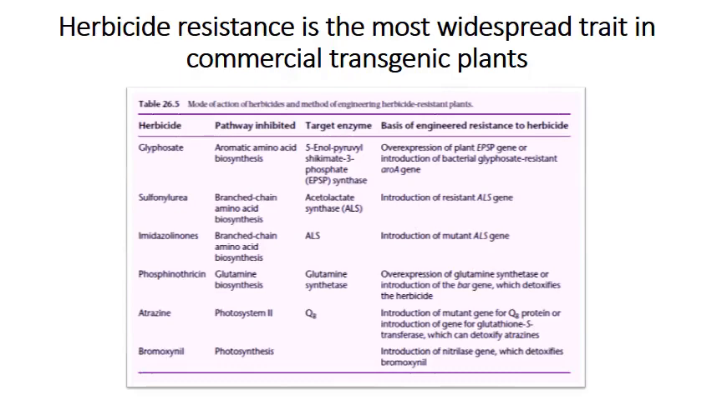Although a range of herbicide-resistant transgenic plants is being tested, only crops resistant to glyphosate or bromoxynil are currently grown on a commercial scale. The benefits and risks of herbicide-resistant crops have been reviewed.